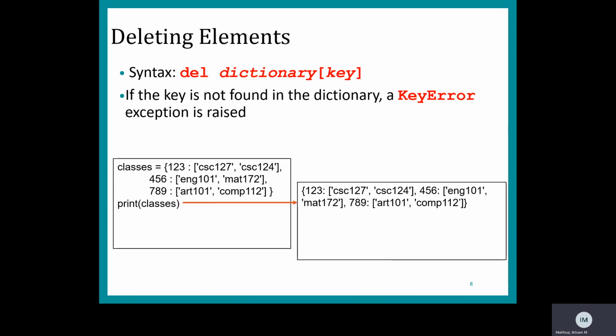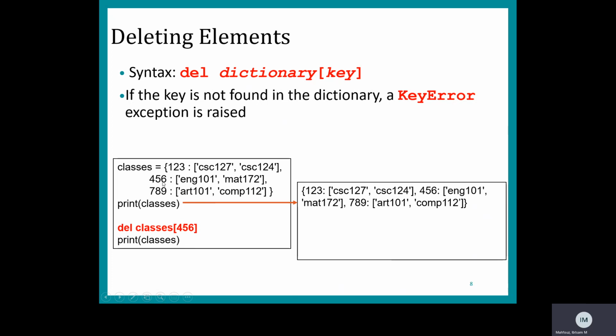Can I remove items from a dictionary? I can. Just like we could delete using a list, I can delete from a dictionary. The way you delete from a dictionary is you say del, then the dictionary name and the key. So here, for example, I have classes. I have all the items in it. And then I want to delete 456.